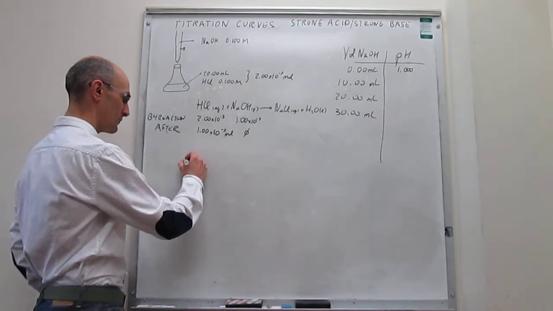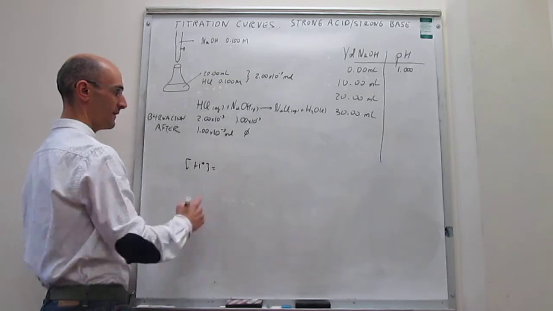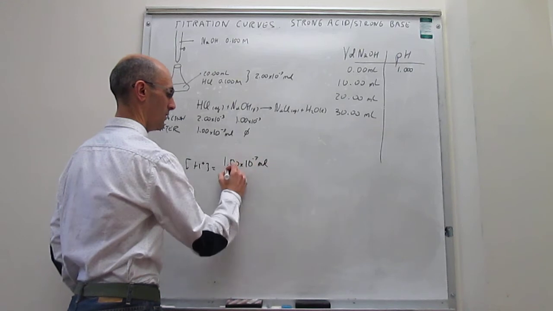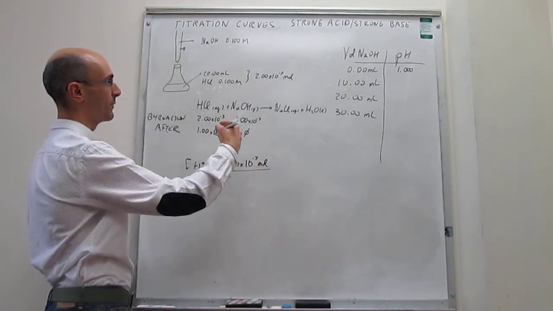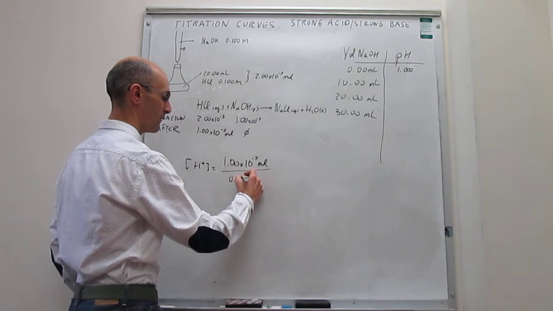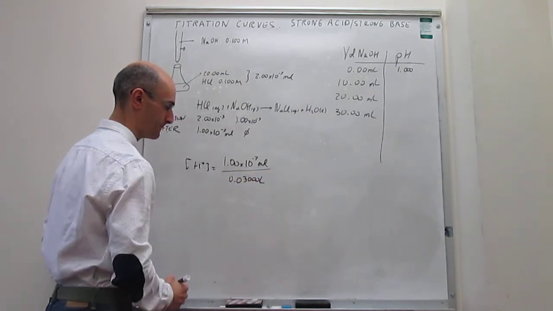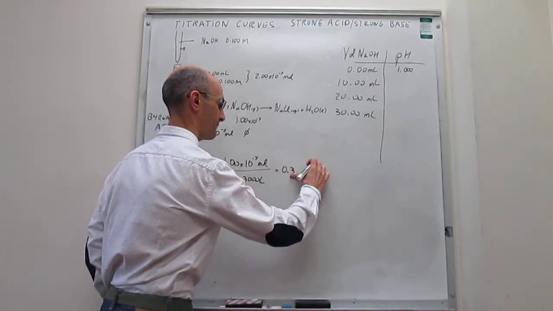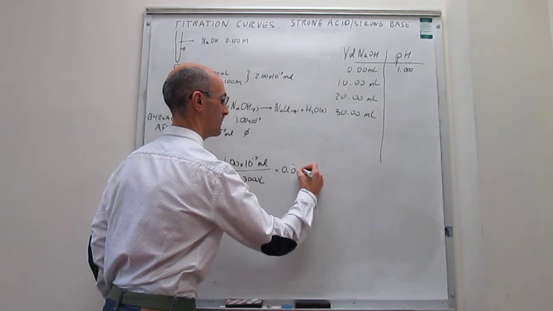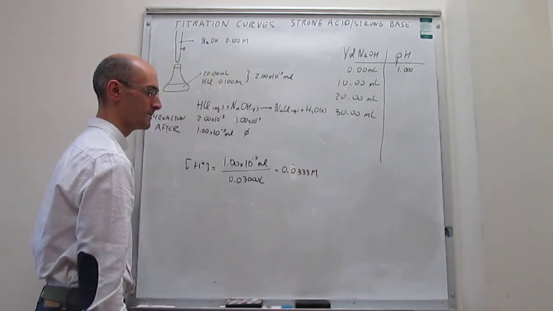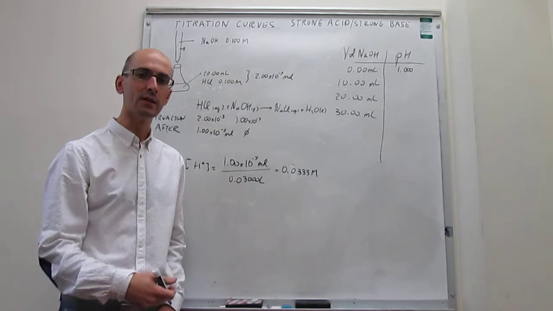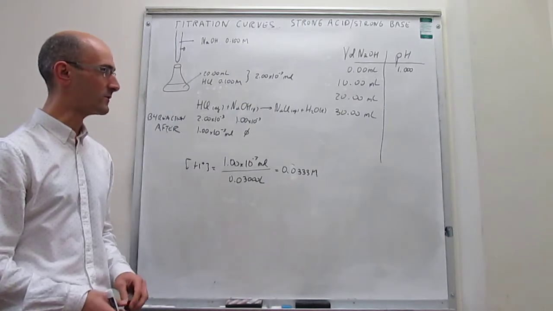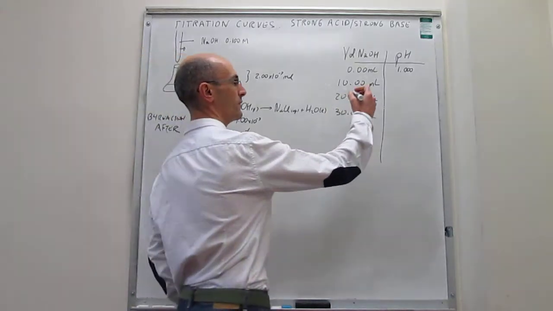The concentration of protons at that particular point will be the number of moles that you have, 1.0×10^-3 mole, over the total volume, which is 10 plus 20, that will be 0.030 liters. That concentration happens to be 0.0333 molar, which you can then take the minus base 10 logarithm of, and that gives you the pH. The pH corresponding to this molar concentration of protons happens to be 1.477.